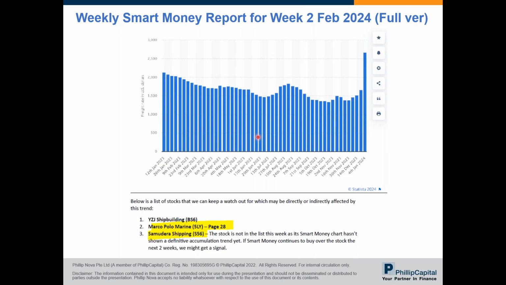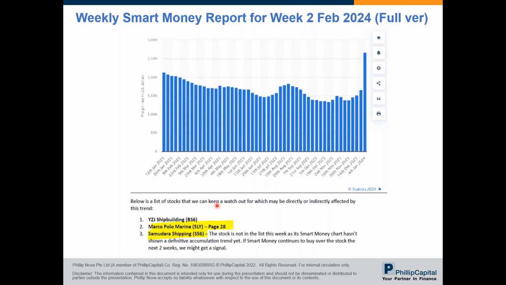But there are some that can benefit from this directly or indirectly. So I actually listed this down on my weekly smart money report for week 2 February. This was just 2 weeks before that I sent to my clients. This is also the full version. On this version I sent to my clients, I informed that this is happening. They can check out these few stocks here. The 3 stocks I listed are Yangzijiang, Marco Polo Marine, and Samudera, right?